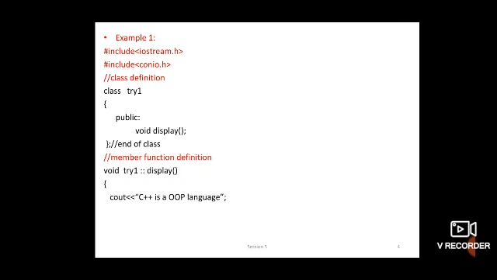Okay, just write one statement here. Cout, C++ is an OOP language, meaning object oriented programming language. Okay, this is the actual code in this display function. Now the end of this function.